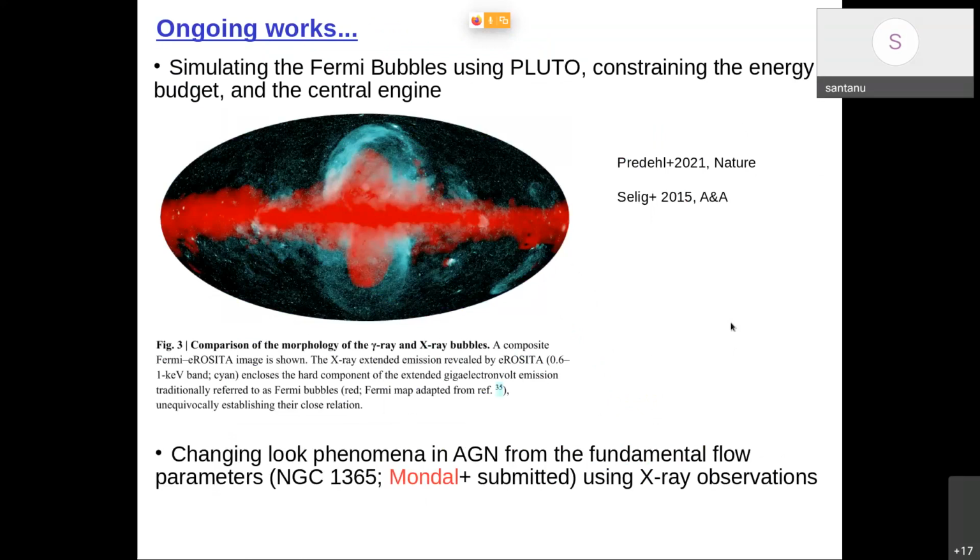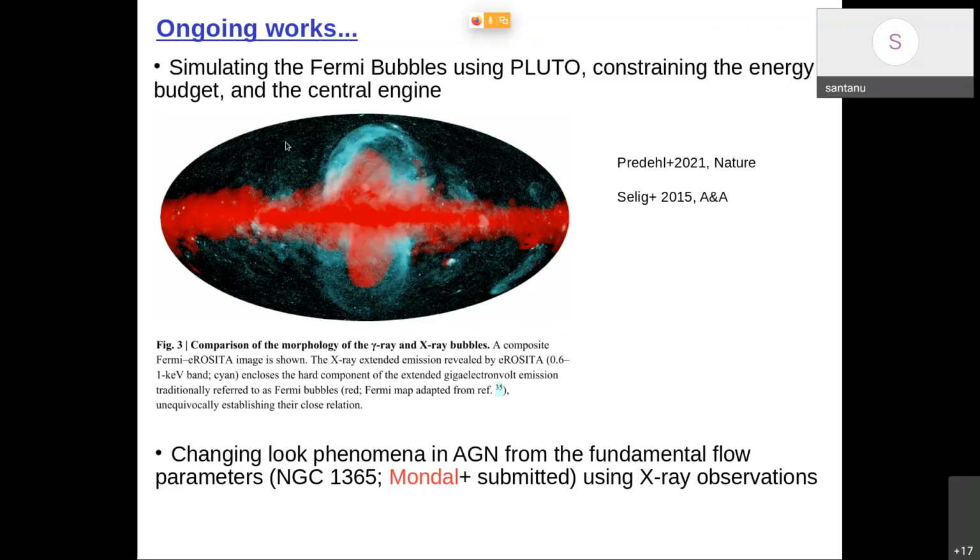So far I discussed what I did. Now I am currently working on simulating the Fermi bubbles using PLUTO. This is basically the map of X-ray and gamma ray using the Rosetta and Fermi satellites. You can see this red line, a nice bubble, and another bubble above this red one. The X-ray bubbles were recently observed in 2021, and the gamma ray Fermi bubble was observed long ago in 2010.